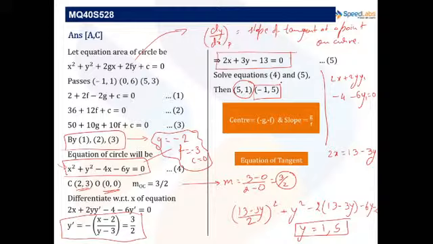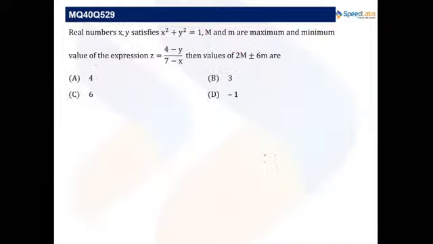Now, let's move to our last question. It is given that we are having the real numbers x and y which satisfy the condition x square plus y square equals 1. That is, these numbers x and y lie on the circumference of a circle which is having the center at the origin and radius is 1 unit. Capital M and small m are the maximum and minimum values of the expression z equals 4 minus y upon 7 minus x.